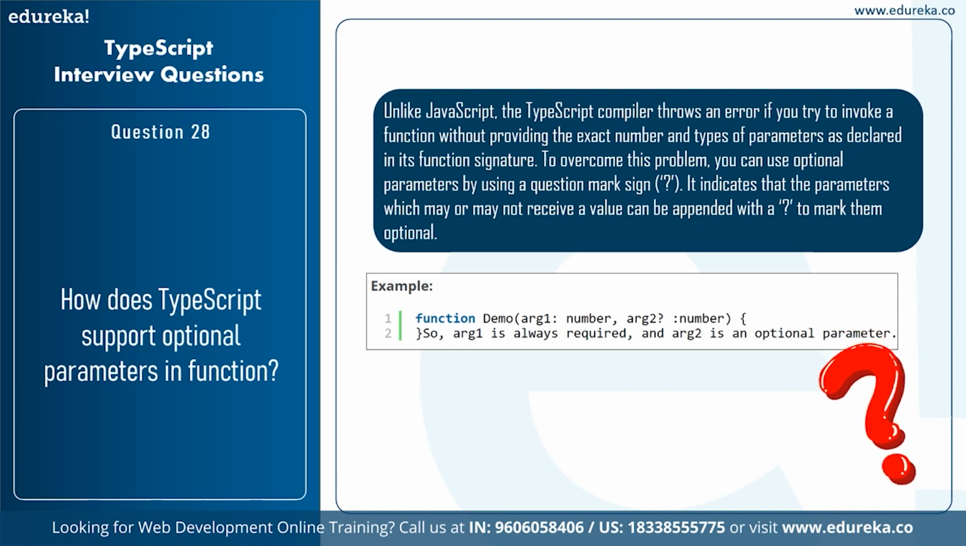So here is an example where we have the function demo and the argument 1 and argument 2. Now here in this example, argument 1 is always required and argument 2 is an optional parameter. Because we have used the question mark with the argument 2, it is an optional parameter, but there's no question mark with argument 1. This means it is always required.